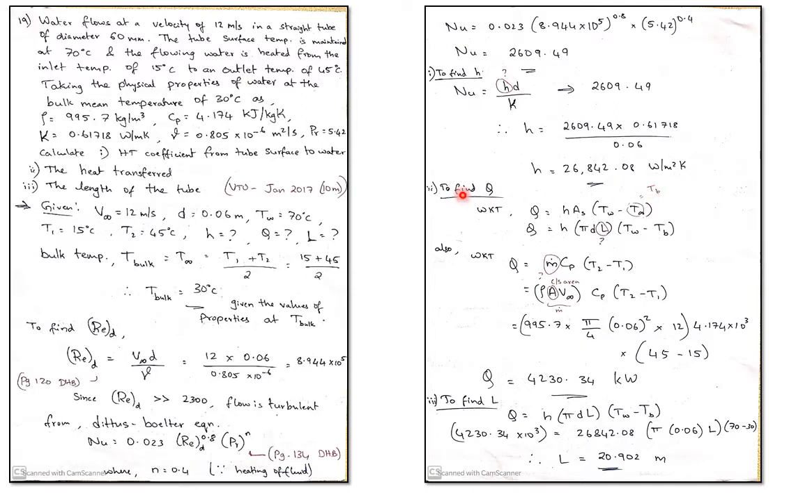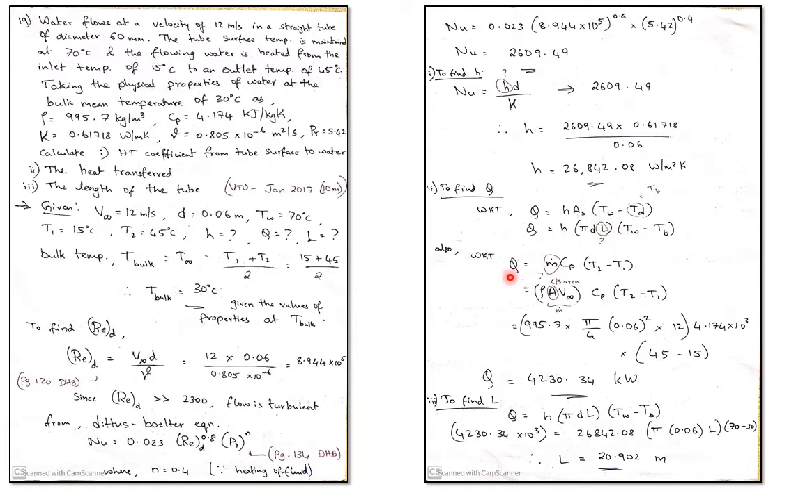Next we need to find the value of Q. That is Q equals h A delta T. Here the surface area is pi d into L, so we need to find the value of L.